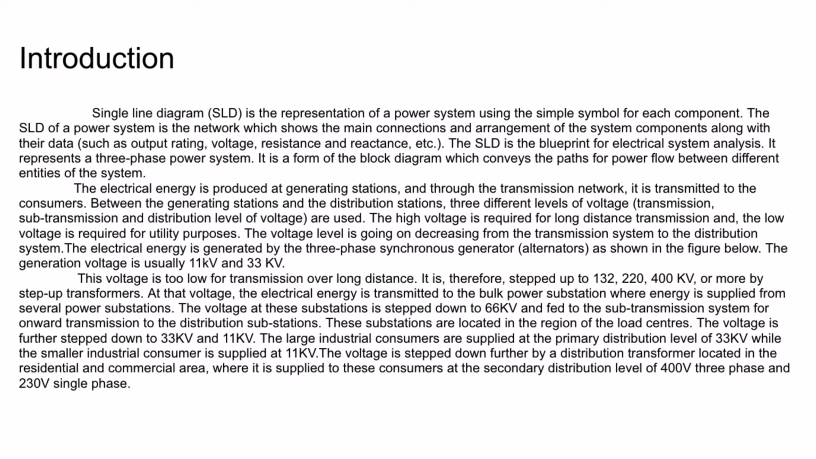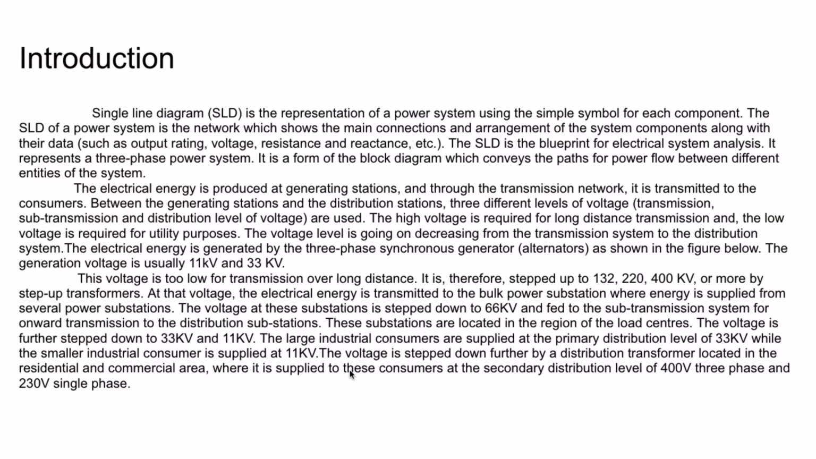At that voltage, the electrical energy is transmitted to the bulk power substation, where energy is supplied from several power stations. The voltage at the substation is stepped down to 66 kV and fed to the sub-transmission system for onward transmission to the distribution substation. These substations are located in the region of the load center. The voltage is further stepped down to 33 kV and 11 kV.